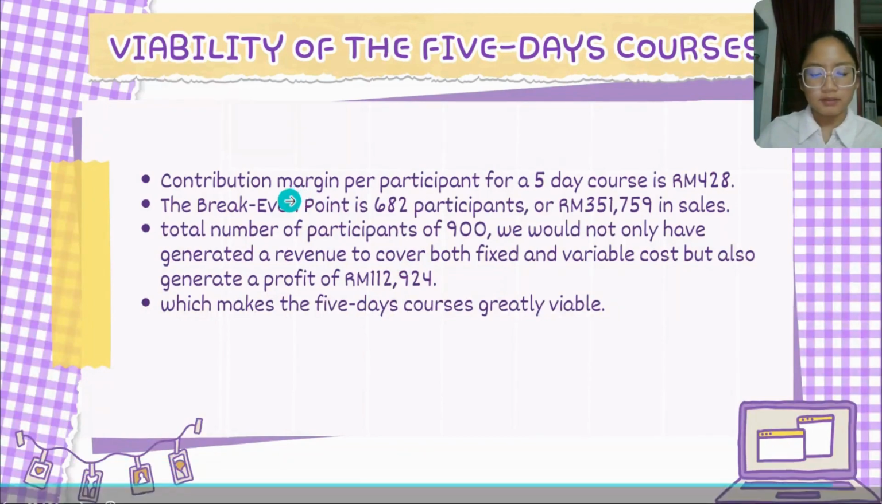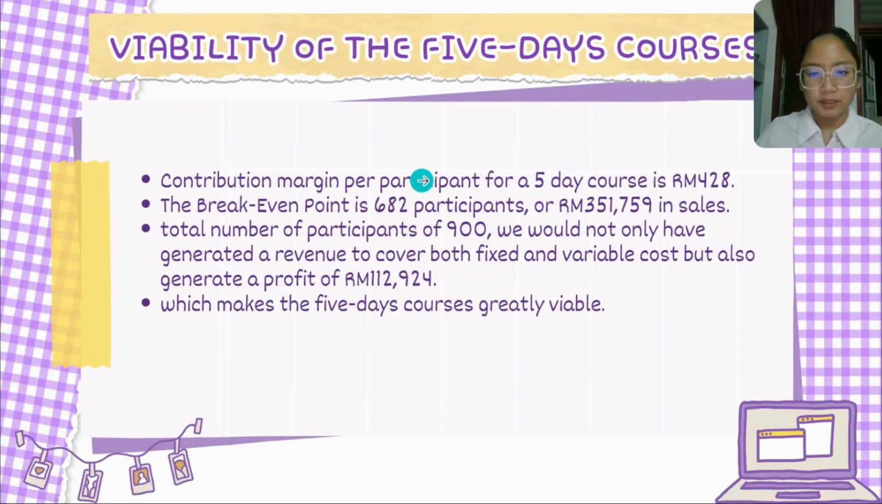Based on the previous assumptions, the contribution margin per participant for a 5 day course is RM 428. The break even point is 682 participants, or RM 351,759 in sales. Therefore, with a total number of participants of 900, we would not only have generated a revenue to cover both fixed and variable costs, but also generate the profit of RM 112,924, which makes the 5 day courses greatly viable.